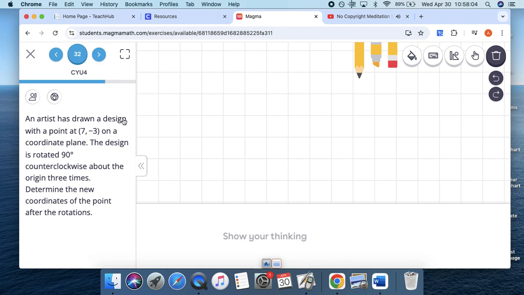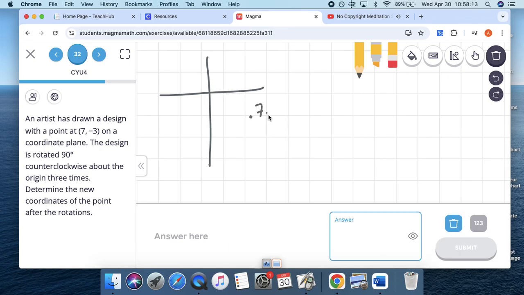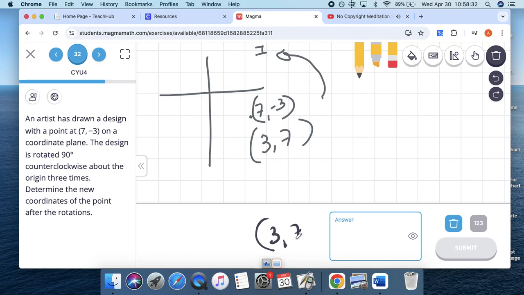Next, an artist has drawn a design, and 7, -3 is about 7 to the right, -3. So let's call that 7, -3. It is rotated counterclockwise, so we're going to go this way. What's the new point? Well, we're going to switch it once, so 7, -3 becomes 3, 7, because it's only a 90-degree rotation, and in quadrant 1 where it lands, everybody's positive. So the new answer is 3, 7.